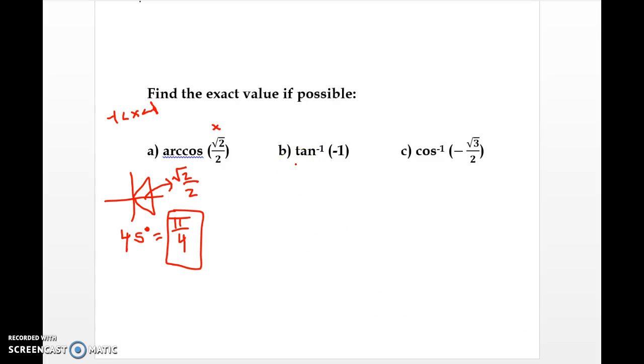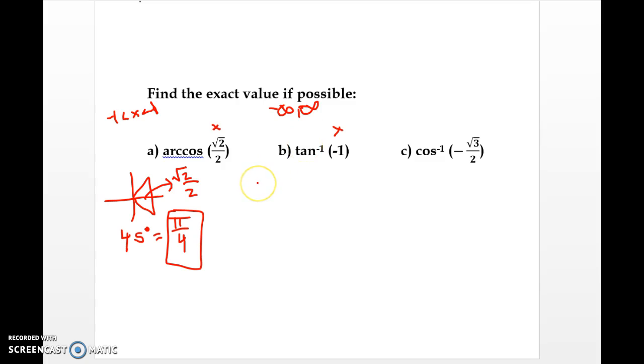If we look at B, tangent of -1, well, this is our x, and our domain for tangent is -infinity to infinity. So is -1 a real number? Yes, it's a real number, so we can do this.